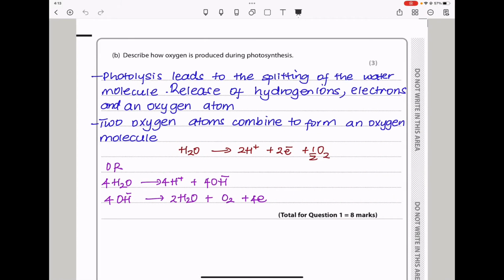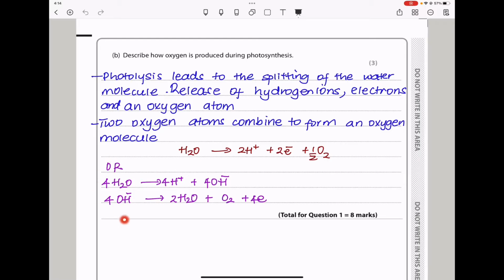In part B, describe how oxygen is produced during photosynthesis. Oxygen is produced through the process of photolysis. For example, in photolysis, water is split into 2 hydrogen ions, electrons are produced, and an oxygen atom. But in the process, 2 oxygen atoms are going to come together to produce an oxygen molecule. So I said, photolysis leads to the splitting of the water molecule, release of hydrogen ions, electrons, and an oxygen atom. Then 2 oxygen atoms combine to form an oxygen molecule.